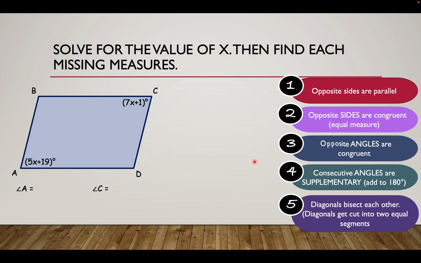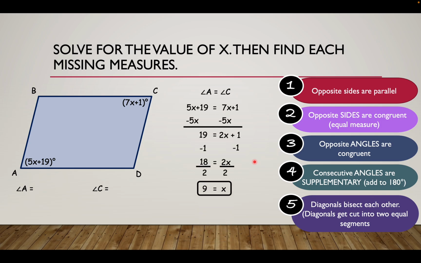Opposite angles are congruent. So we can say angle A is equal to angle C. Set up our equation. It's the exact same one. We're able to plug it in and say angle A is 64 degrees and angle C is 64 degrees. So if we have to use property 3, it's the same process.